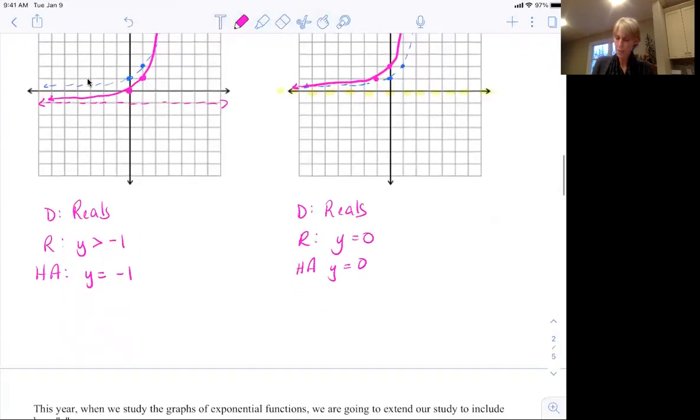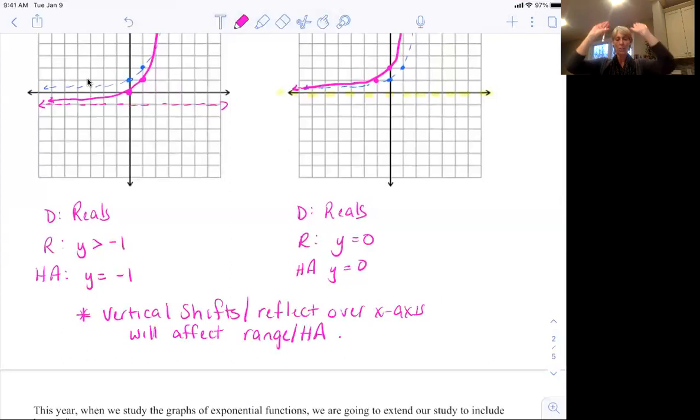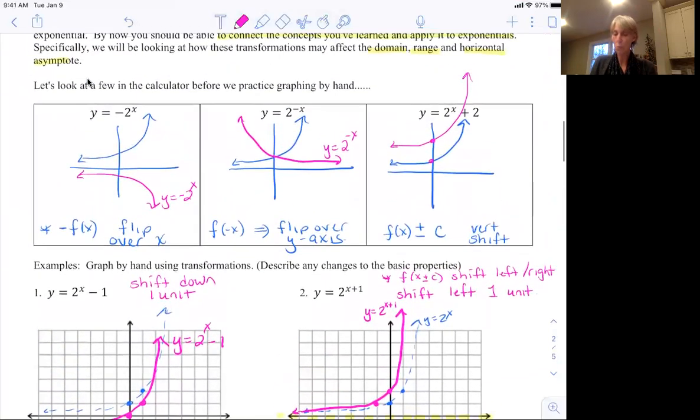So you might want to make a little mental note here. Vertical shifts. And if you think about it, reflecting over the x-axis will affect the range and the horizontal asymptotes. But anything done horizontally is not going to matter. So if we flip it this way, or if we flip it this way, it's not going to really make a difference.